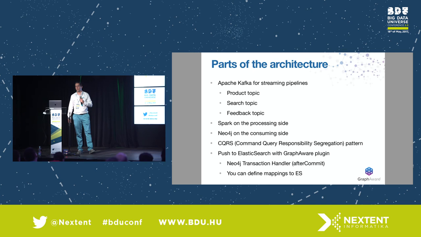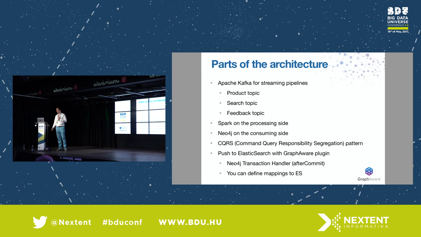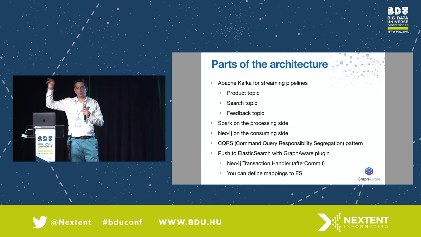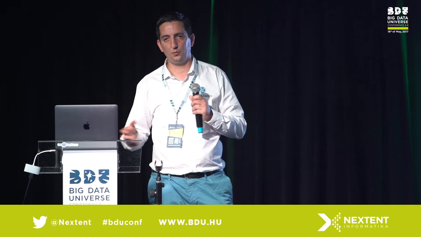So we can use Kafka to ingest the data into our knowledge graph. We can have different topics, for example, one for products. If you have a new product, then all the information will go into the knowledge graph. We can have search topics. We can have some feedback from the search box, how the users are using the search box. We can have some feedback from the customers who bought the product. So we should use all the data sources to build our knowledge graph.